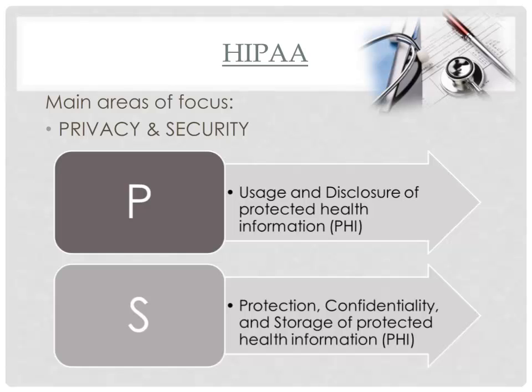There are two main areas of focus for HIPAA as it relates to most of our job duties here at the organization. These main areas of focus are privacy and security. Privacy is the usage and disclosure of protected health information, whereas security deals with the protection, confidentiality, and storage of protected health information.